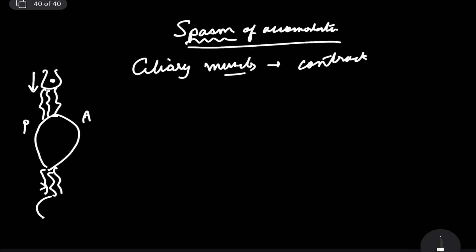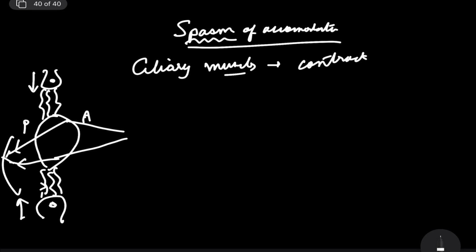Let me draw this again. The ciliary muscles are contracting, the ciliary zonules will be relaxed, and the curvature of the lens will be more on the anterior side, and thus this will act as a converging system. Okay, we have already done this. This is very rough.